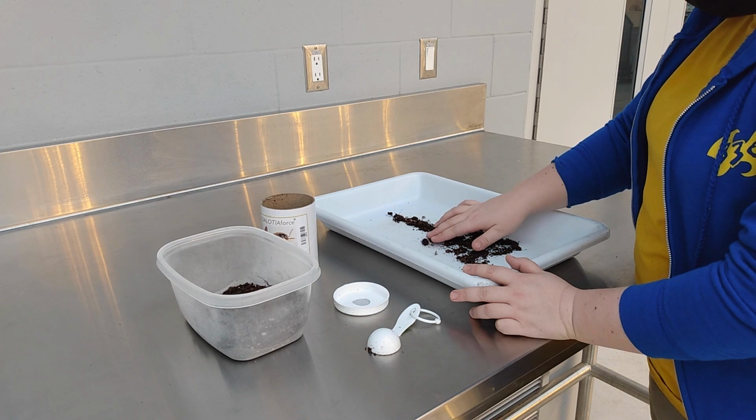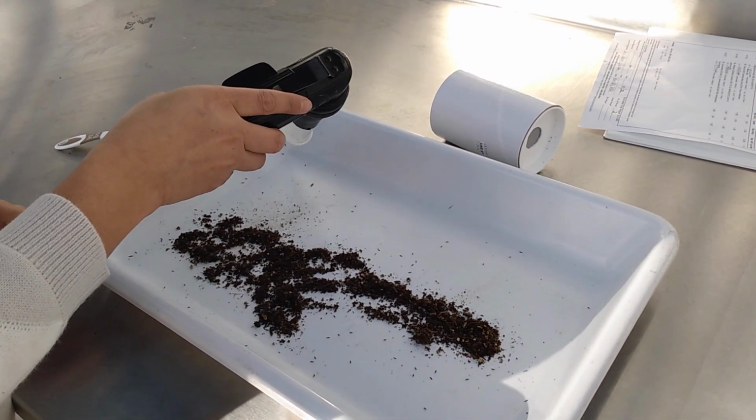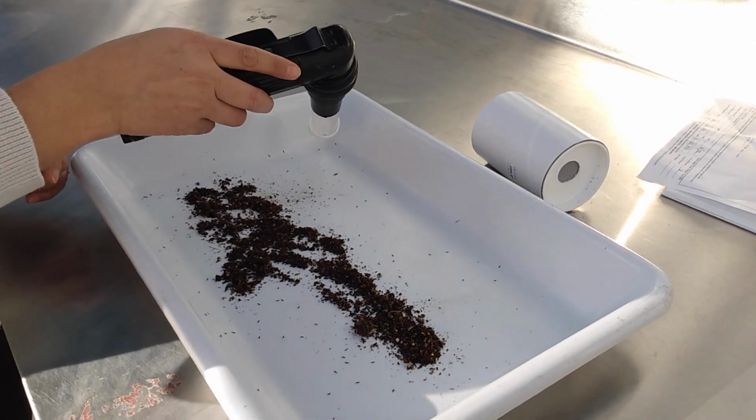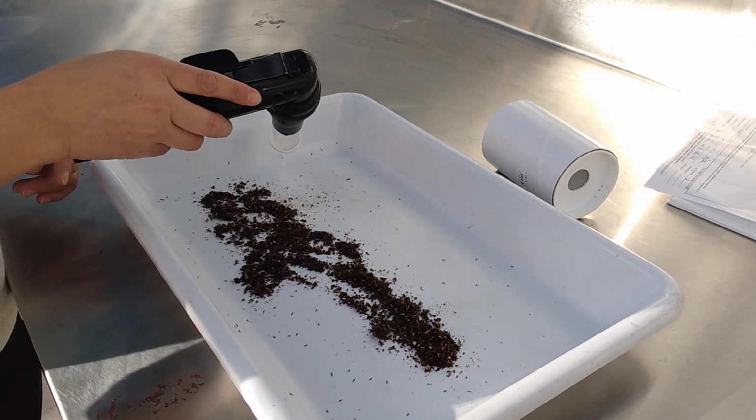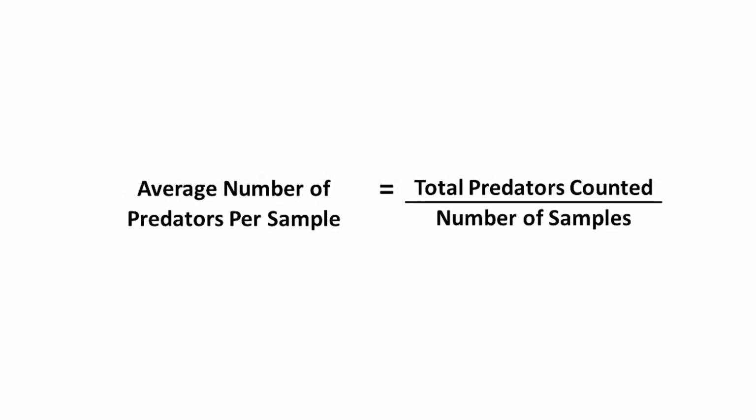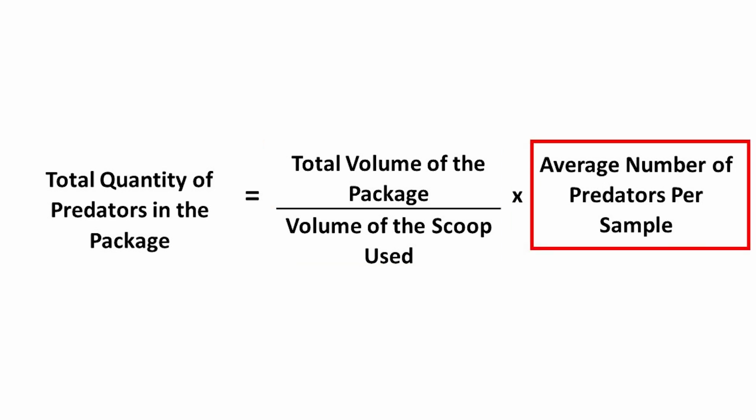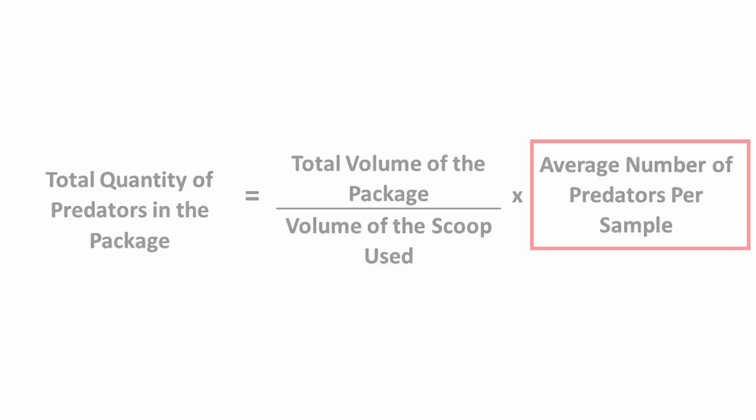Spread the sample on a white piece of paper or tray. Count the adults and mobile immatures while collecting them using an aspirator. Repeat this step at least 3 times. Calculate the average number of predators per sample and estimate the total quantity in the package. Determine the total volume of the product. This should be listed on the original container. Divide the total volume of the original package by the volume of your sample. Multiply this by the average number of predators in the samples and record this number on your record sheet.